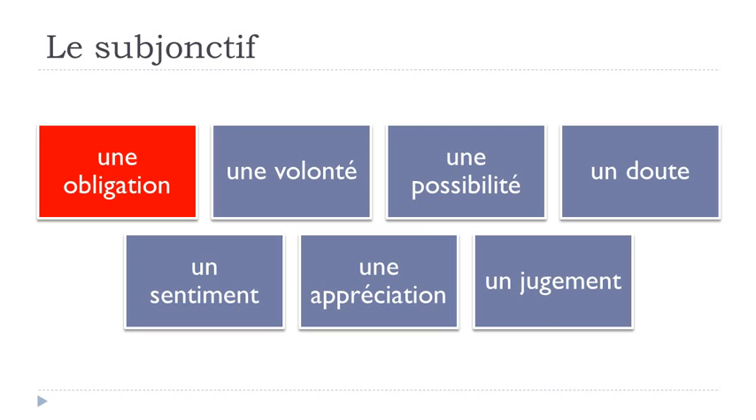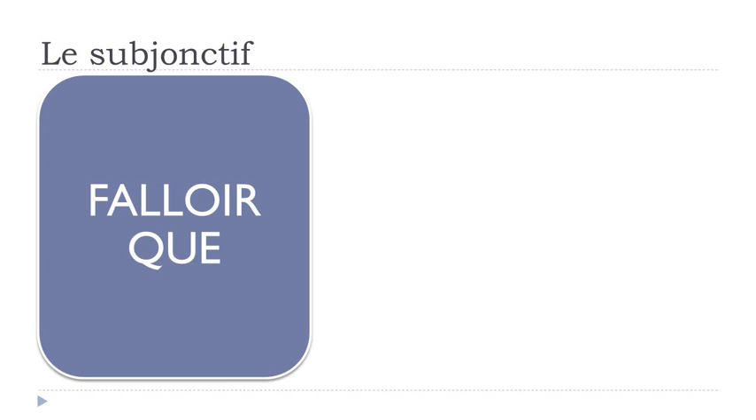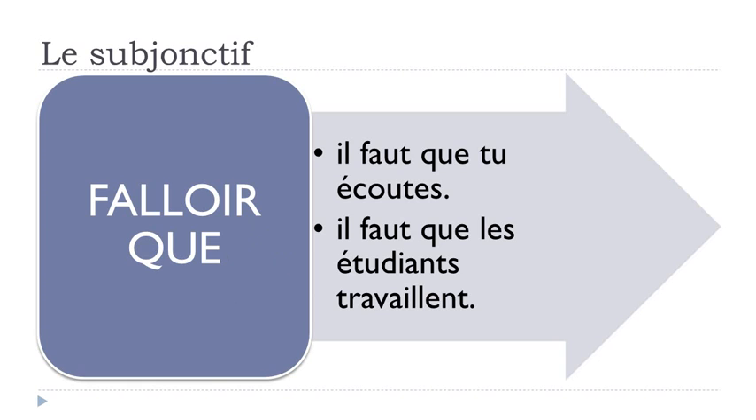Okay, so let's see first une obligation. So for example, we'll have this verb falloir and then the construction falloir que. So you will see that when we talk about le subjonctif, each time we will have que after the verb, and then the following verb will be at the subjunctive form. Okay, so that's the concept. All right, so for instance, if we have a look at these sentences, so falloir, it's to need, to have to, okay? Il faut que tu écoutes, all right?